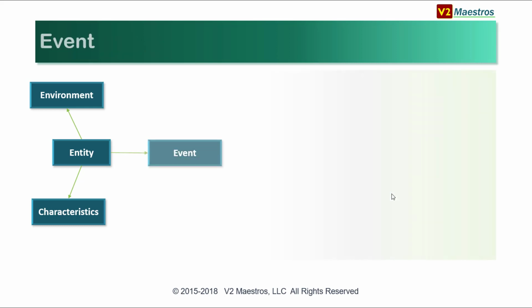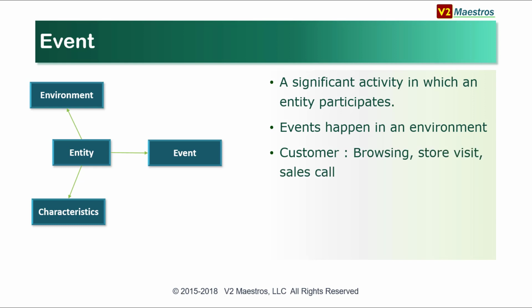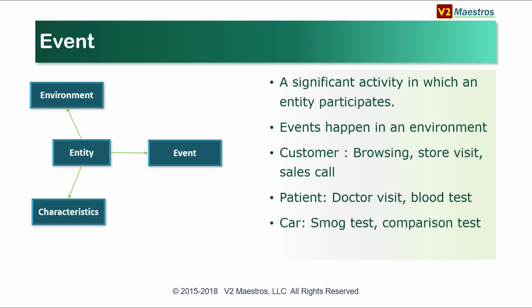We then move on to events. Event is a significant business activity in which an entity participates. These are the actions that are measured and outcomes predicted for. Events happen within an environment. Examples of events include a customer browsing a website, making a store visit, or taking a sales call. A patient doing a doctor visit or a blood test. A car going through a smog test or a comparison test. A student attending classes or taking a test.